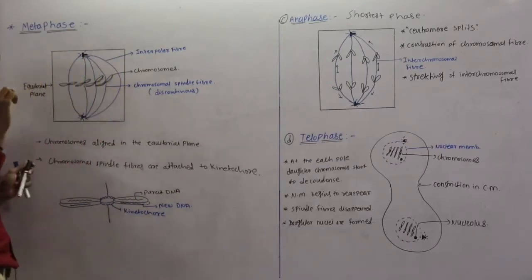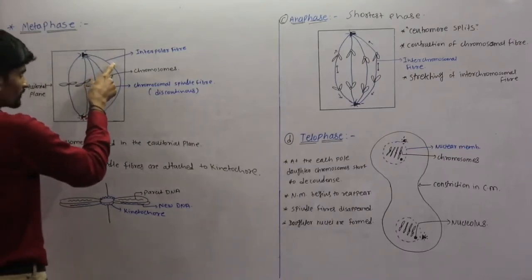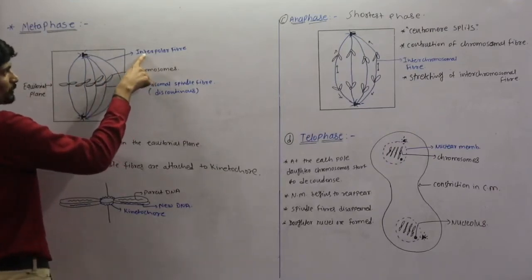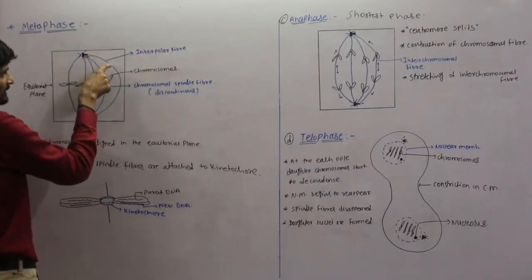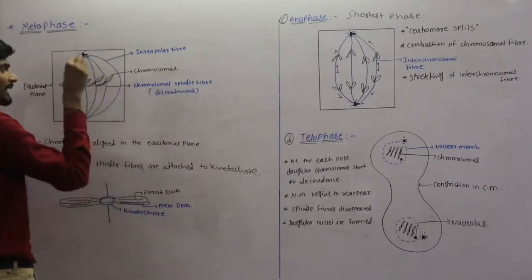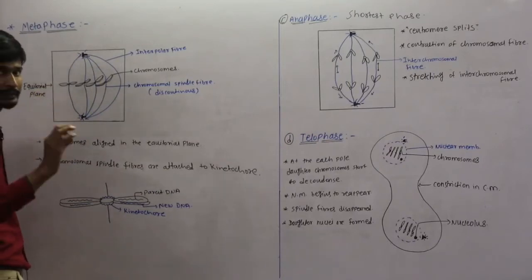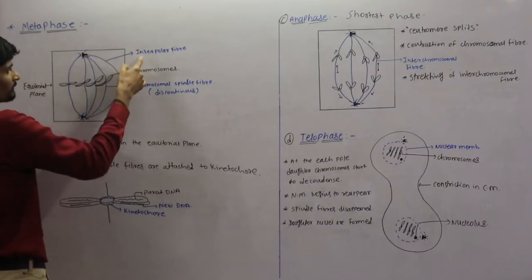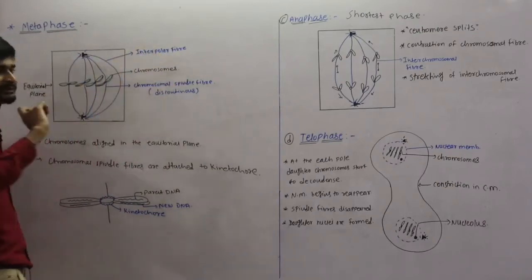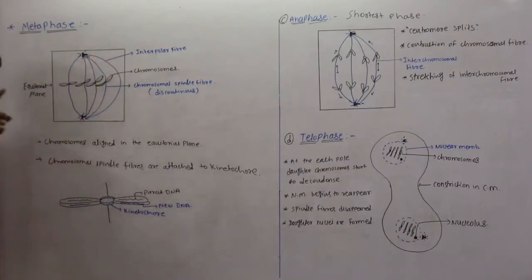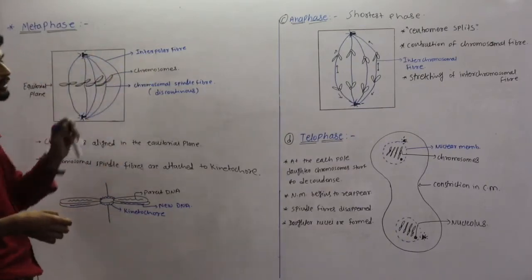So there are basically two types of fiber. One is short and another one is long, or discontinuous and continuous. So this continuous fiber is also called interpolar fiber. This is interpolar fiber. It is continuous. It does not get attached to the centromere or kinetochore, that is the chromosomes. So that is why it is called continuous, which is also called interpolar, because it directly connects to the two poles. That is why it is called interpolar fiber.